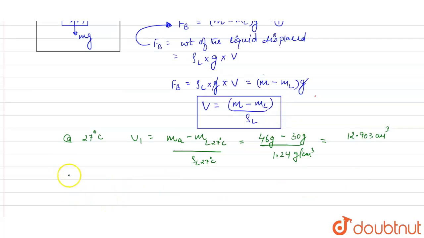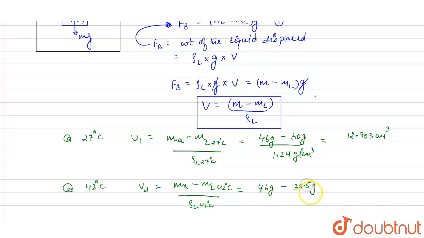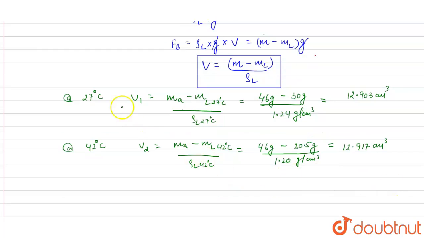Now similarly calculate the volume at 42 degrees Celsius. It will be the mass of block in air minus mass of the block in liquid at 42 degrees Celsius, divided by density of liquid at 42 degrees Celsius. From here it will come as 46 gram minus 30.5 grams whole divided by 1.20 gram per centimeter cube. From here what we get is 12.917 centimeter cube. So we have calculated the change in the volume.